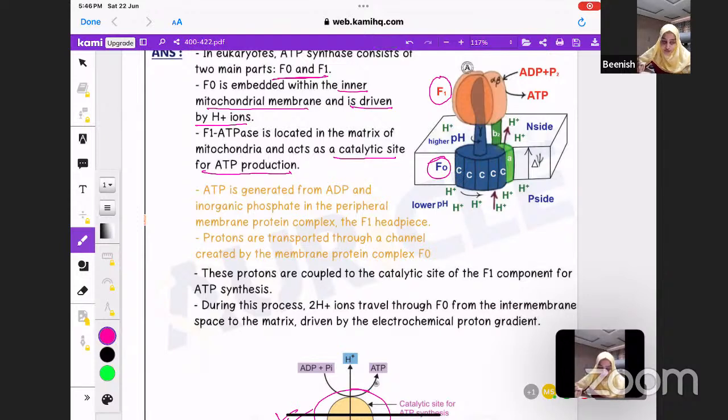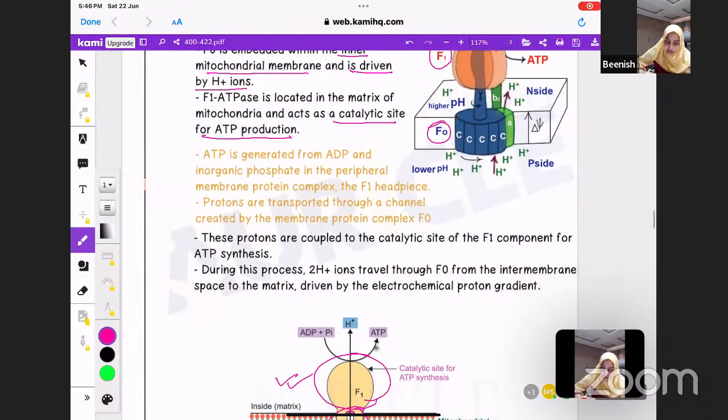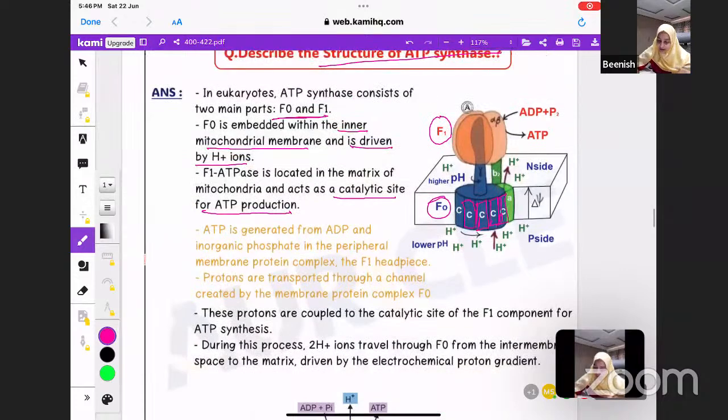Now talking about the components of F0 and F1, F0 is made up of 10 c subunit proteins, as you can see here. There are 10 of these c proteins. These are hydrophobic and present in the inner mitochondrial membrane, and they act as a proton channel. Now talking about F1, it has 3 alpha subunits, 3 beta subunits, and then 1 gamma, 1 delta, and 1 epsilon subunit.